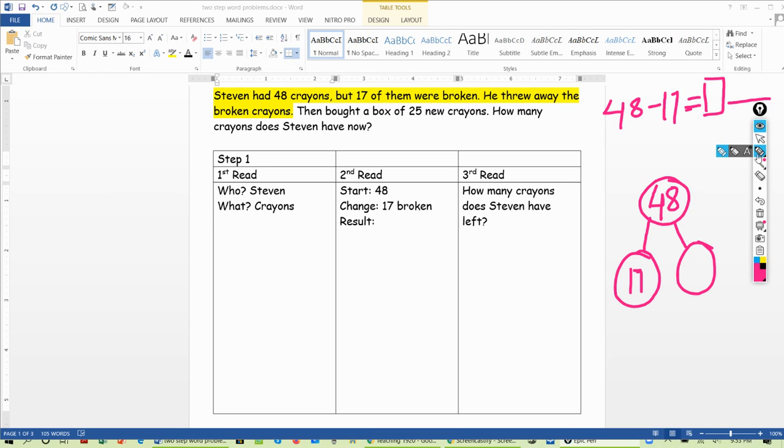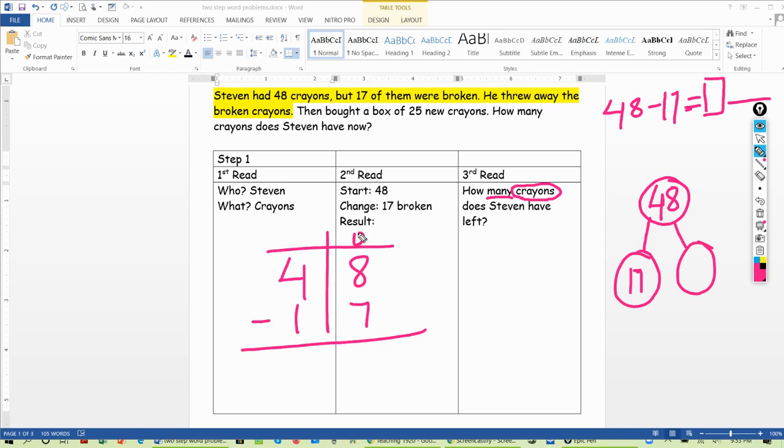So as I've told you a strategy, go ahead and underline "many," circle the word next to "many," crayons. Almost every time this is right, so that would be your label. But anyway, now we have to do the calculation. 48 take away 17.